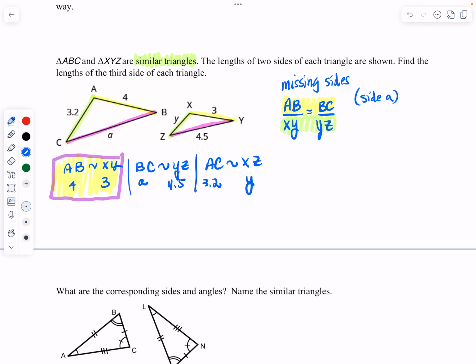All right, so let's write this up. AB's value is 4 over XY, whose value is 3. BC's value is A over YZ's value, which is 4.5. Now we do what I call crisscross multiply, crisscross applesauce, right? So we multiply on the diagonals because a ratio is set equal to another ratio. It allows you to do that. So you get 3A equals 4 times 4.5.